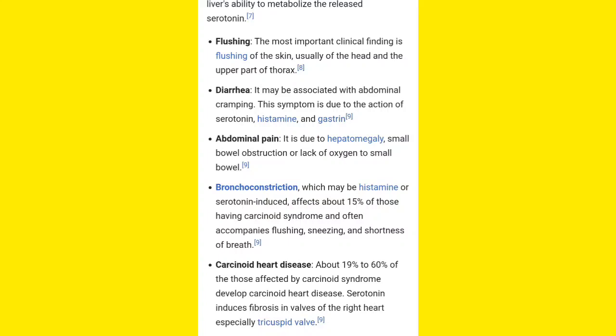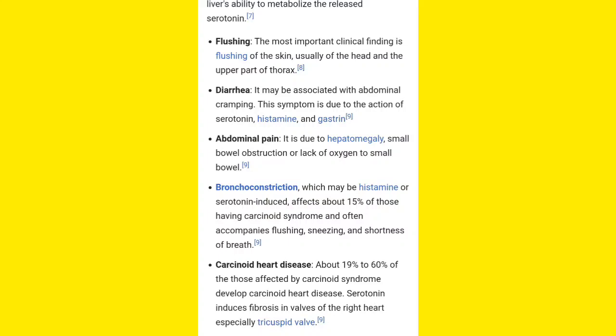Another thing you can get is bronchoconstriction. Why? This may be due to histamine or serotonin. Another thing which you may get is the carcinoid heart disease. I told you carcinoid heart disease, that means this carcinoid syndrome actually affects the right side of the heart.